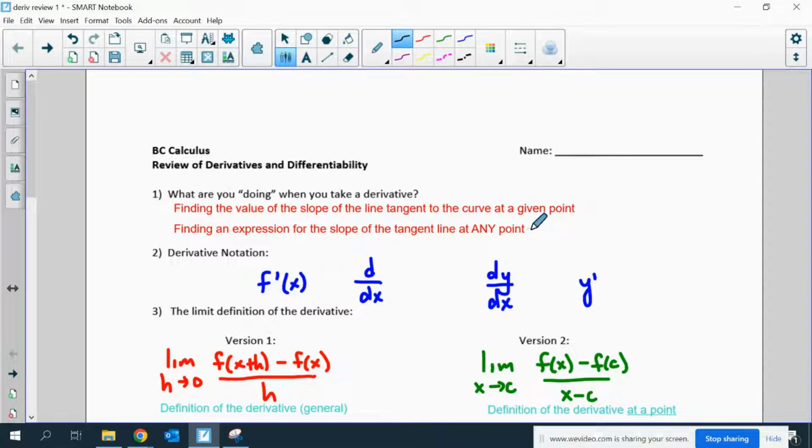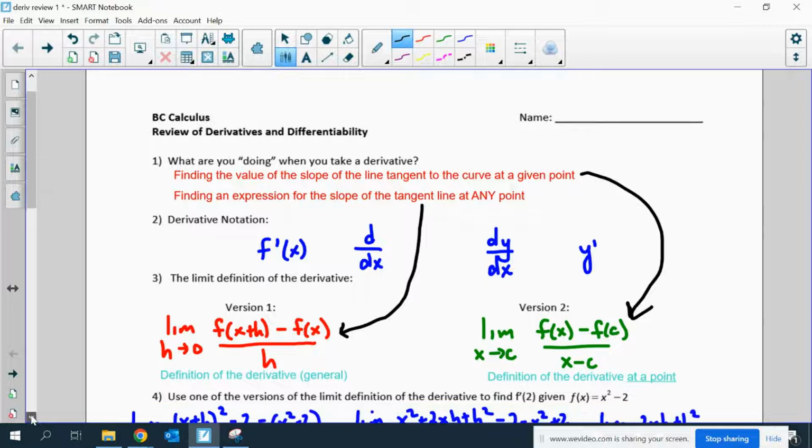So this would end up being version 2 of this limit definition, and this would end up being version 1. But basically what we're finding is some way to determine what the slope of the tangent line to a curve is at some value.